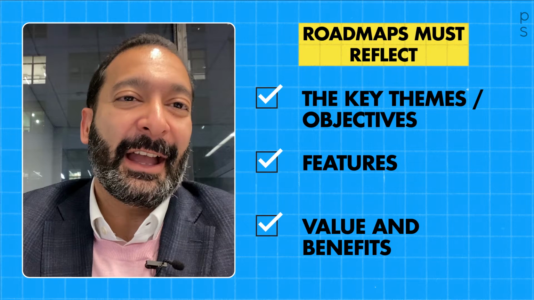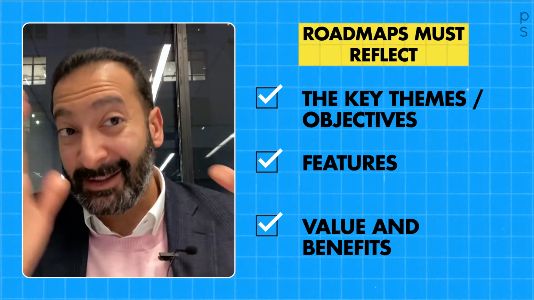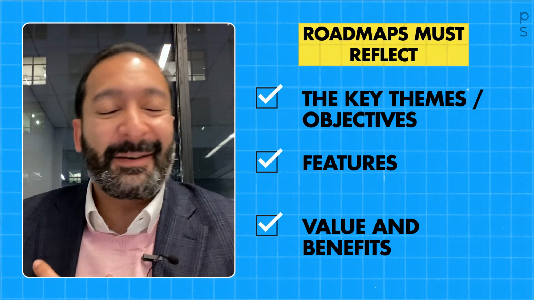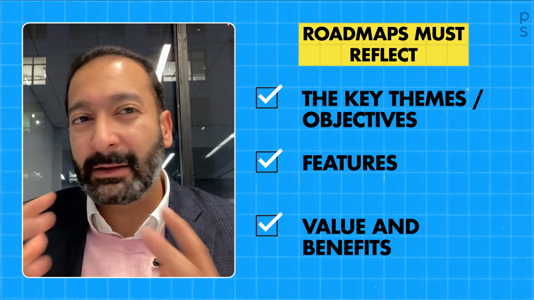Today I'm going to tell you how to make amazing product roadmaps. Product managers are storytellers, and our canvas for storytelling is a product roadmap. Like any story, it must have a start, a middle, and an ending. Our roadmaps must reflect the themes or business objectives in the start, the large number of features that are our bread and butter in the middle, and then end with some value and benefit. Those are the three components.